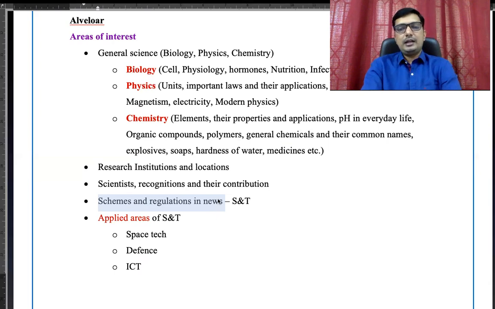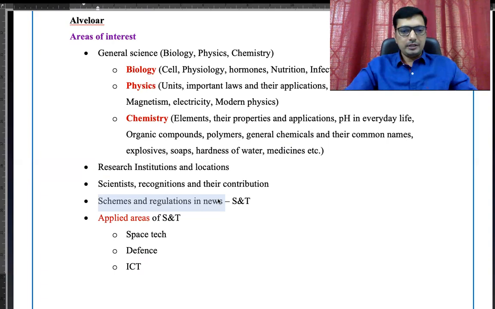And schemes, they asked about the PMJY scheme, or they can ask questions both in the mains as well as in the prelims, related to specific programs: Digital Saksharta Abhiyan, Digital India program, National Computing Mission, Supercomputing Mission, Quantum Computing Mission, more recently announced by the Indian government. Those schemes are important for the exam.